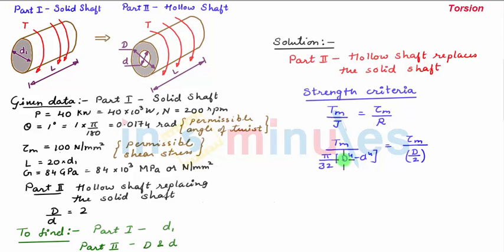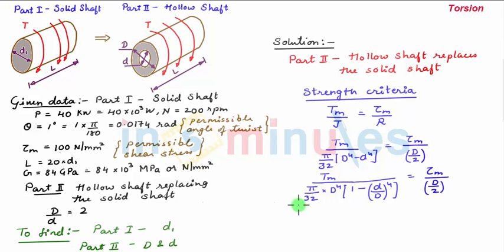Now we take this capital D term outside so that over here we get the ratio as small d by capital D. So we have Tm upon pi by 32 into capital D to the power 4 multiplied by 1 minus small d by capital D, the whole to the power 4, and this is equal to tau m upon capital D by 2. Now we know this ratio of small d by capital D will be the inverse of 2, that is half, and we have been given the values of Tm and tau m. So the only unknown in this equation is your capital D, so we can find out your capital D.